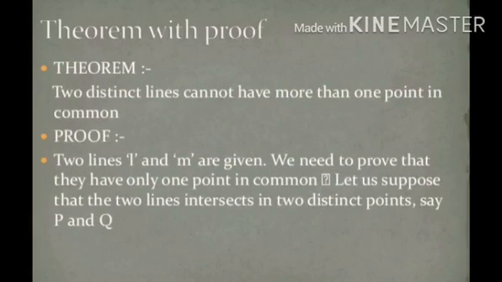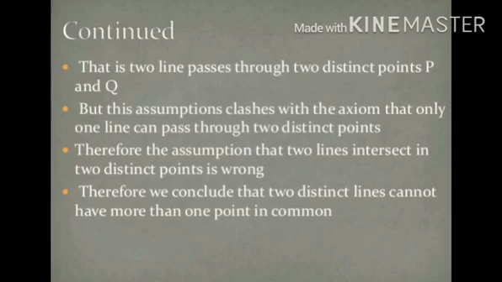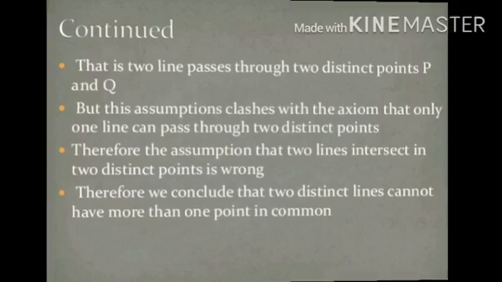Theorem with proof. Theorem: two distinct lines cannot have more than one point in common. Proof: two lines L and M are given. We need to prove that they have only one point in common. Let us suppose that the two lines intersect in two distinct points, say P and Q. That is, two lines pass through two distinct points P and Q. But this assumption clashes with the axiom that only one line can pass through two distinct points. Therefore, the assumption that two lines intersect in two distinct points is wrong. Therefore, we conclude that two distinct lines cannot have more than one point in common.